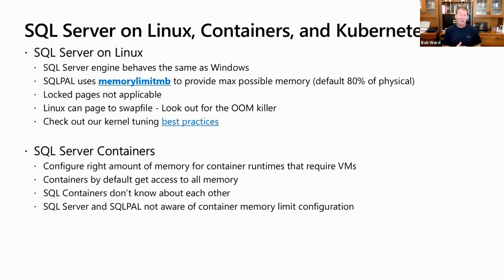So think of it like a multi-instance scenario. What I recommend you do, because these containers don't know about each other, is that you treat multiple containers running in a VM or bare metal like a multi-instance scenario, and treat it just like on Windows, where you would configure max and min server memories, or maybe even memory limit MB, to make sure these play nice with each other, or to prioritize the memory that you want.